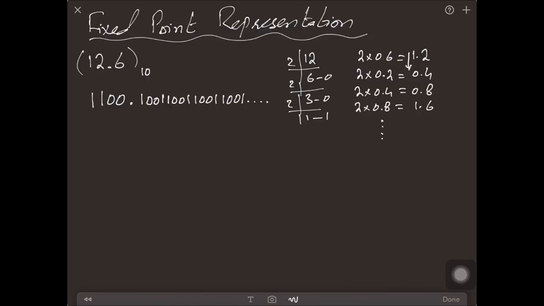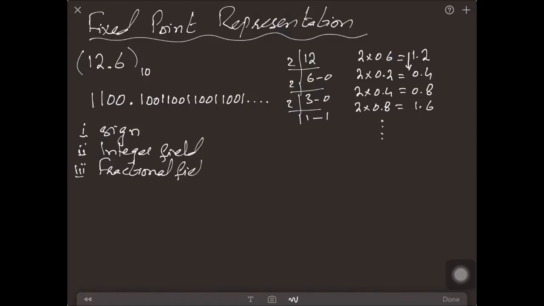Now to represent this number as a fixed point, we basically take three parts of it. The first part is the sign, which can be positive or negative. The second part is the integer field, the integer part, that is 12, and third is the fractional field, which is 0.6 over here.